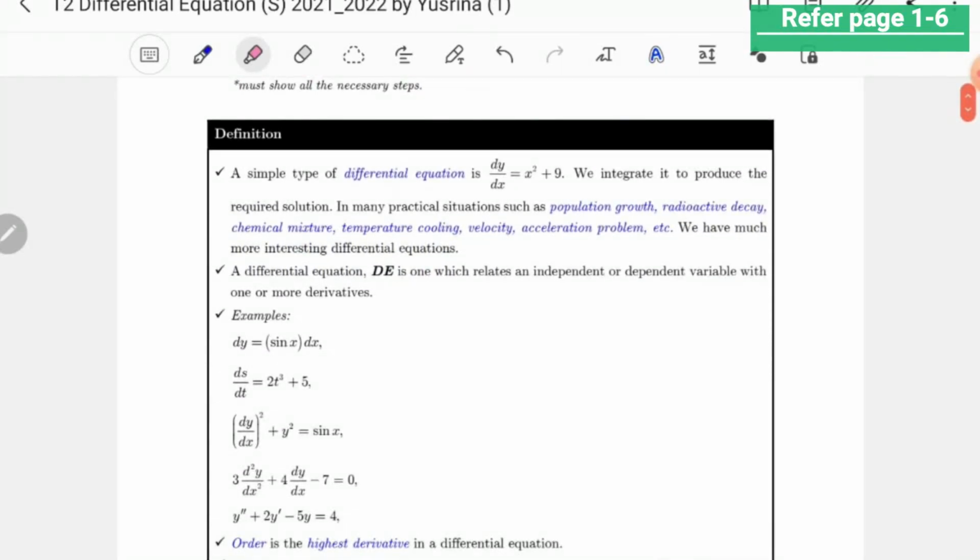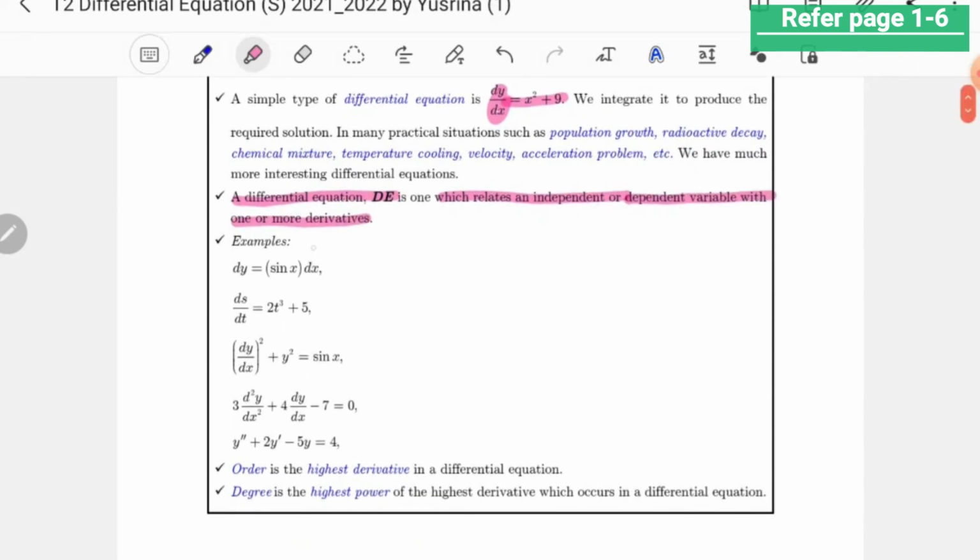Definition: a simple type of differential equation is dy/dx equals x squared plus 9. We integrate it to produce the required solution. And a differential equation is one which relates an independent or dependent variable with one or more derivatives. And these are examples that explain the given words.